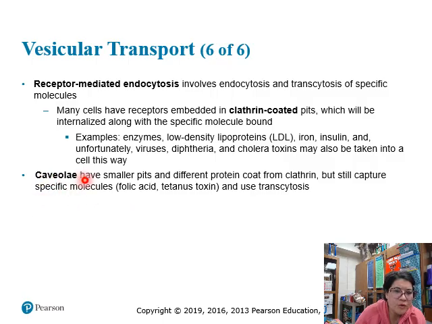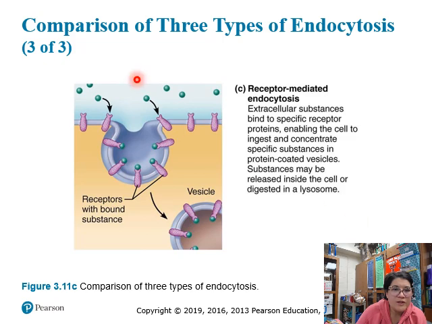Let's see, caveolae have smaller pits and different protein coat from clathrin. So they use a slightly different process. So here's what it looks like. You can see these little receptors receive the message, and then that's going to cause a vesicle to form. And then they might be digested by a lysosome.